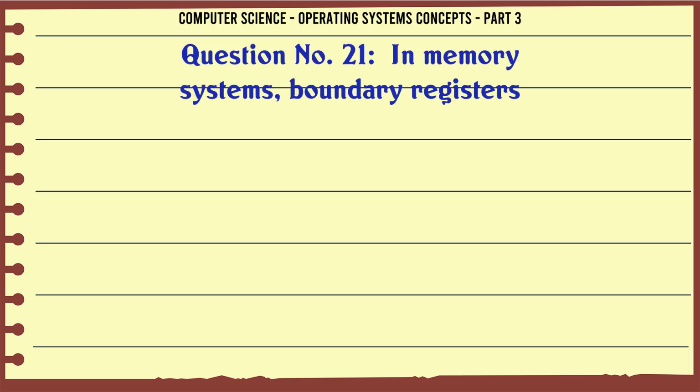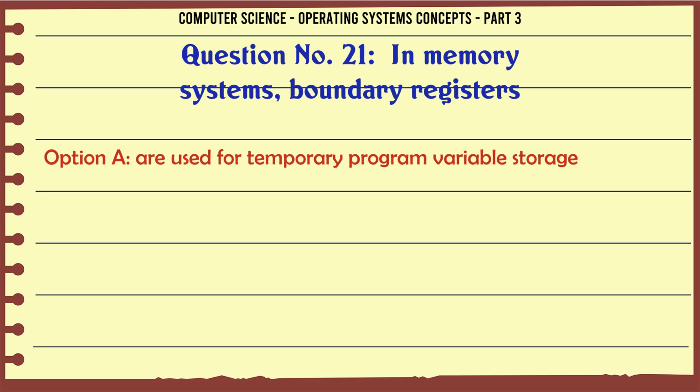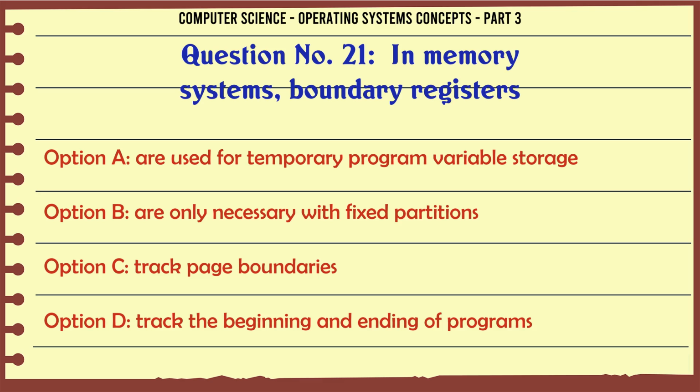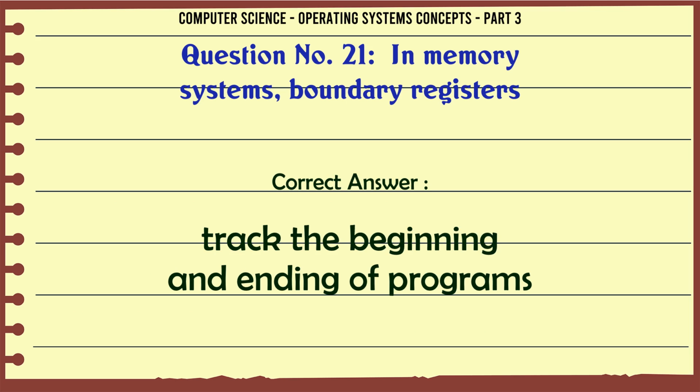In memory systems, boundary registers: A. are used for temporary program variable storage. B. are only necessary with fixed partitions. C. track page boundaries. D. track the beginning and ending of programs. The correct answer is track the beginning and ending of programs.